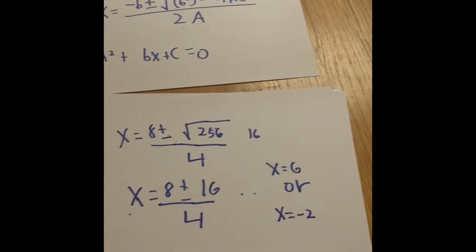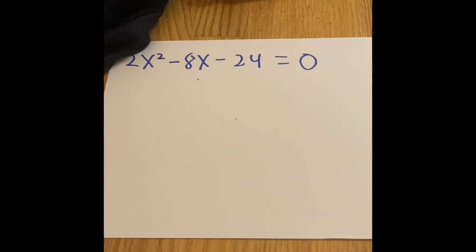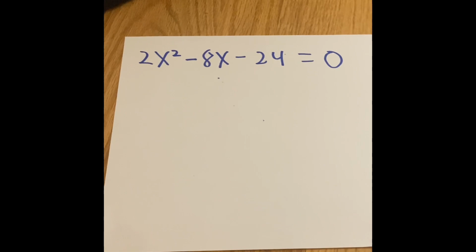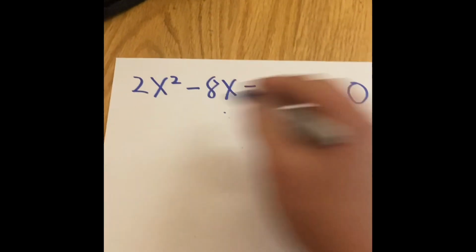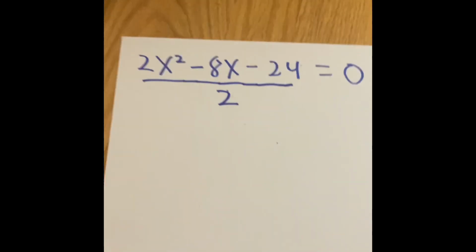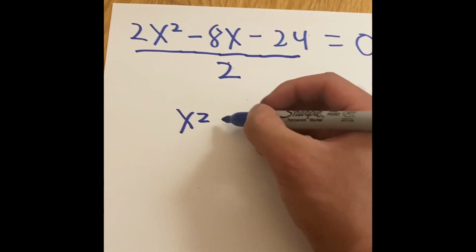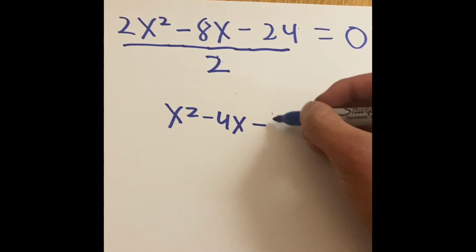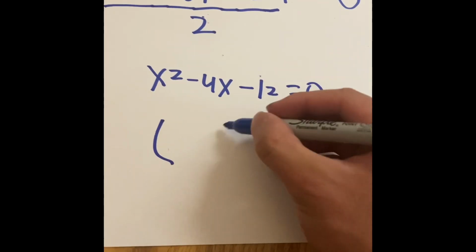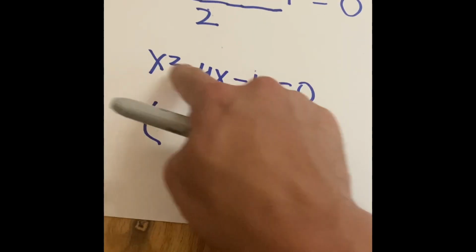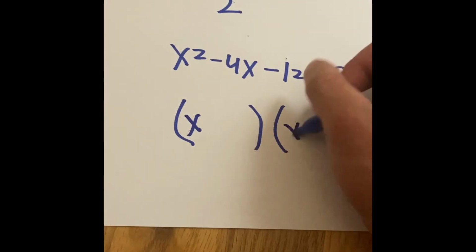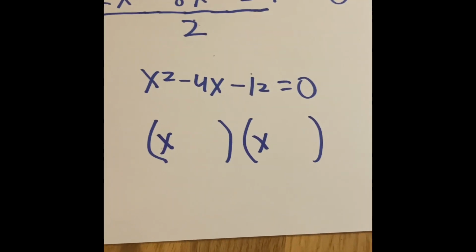But hang on, what about factoring? When we factor, we should get x equals 6 or x equals negative 2. Let's see what happens. When we divide everything by 2, the greatest common factor, we have x squared minus 4x minus 12 equals 0. For the two binomials that go into this quadratic trinomial, we have x and x to multiply into x squared. x times x is x squared.